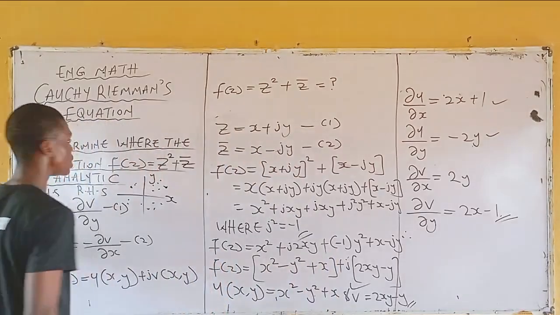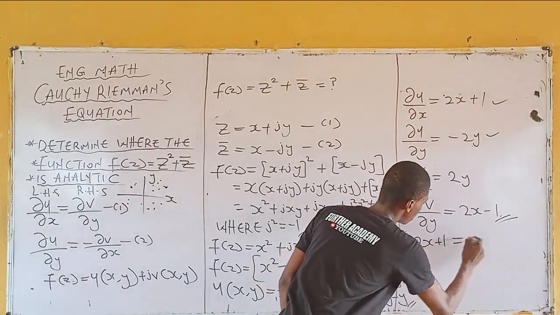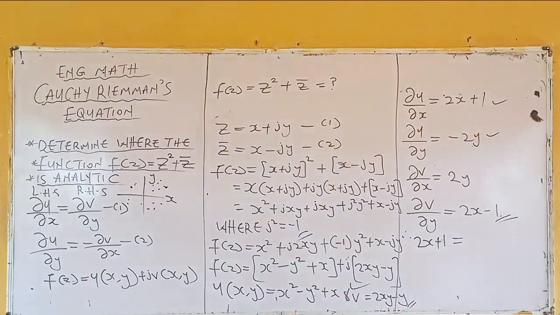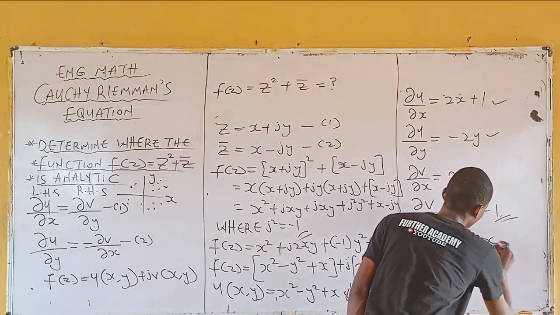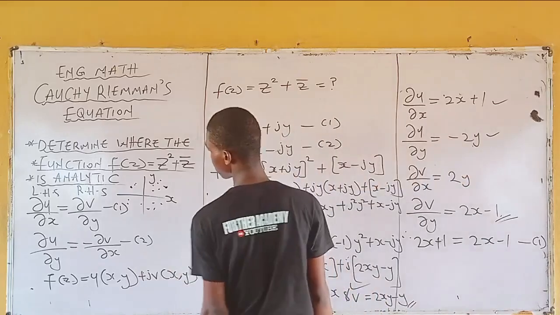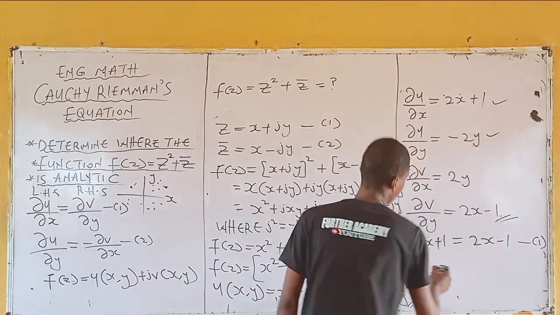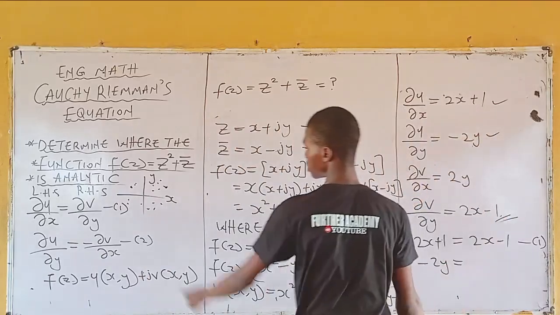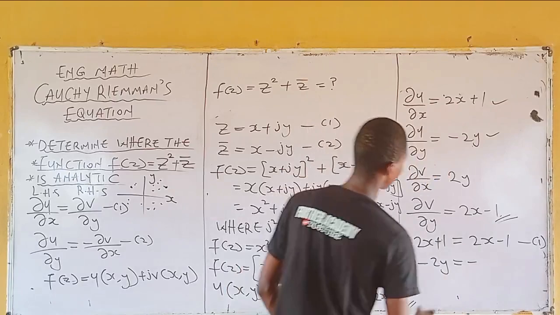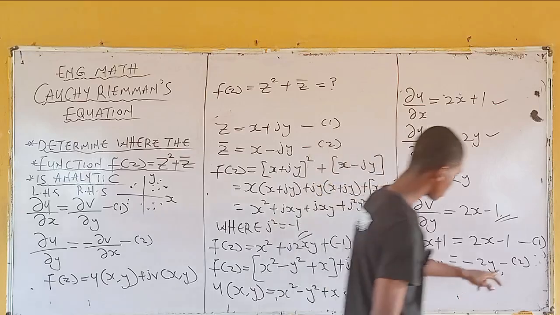Substituting values, what's du dx? Du dx is 2x plus 1. So I'm having 2x plus 1 is equal to what? What's the partial dv dy? 2x minus 1. This is for equation 1. The next one is the partial derivative of u with respect to y. That's negative 2y, equal to the negative partial derivative of v with respect to x. What do I have? 2y. That is equation 2.